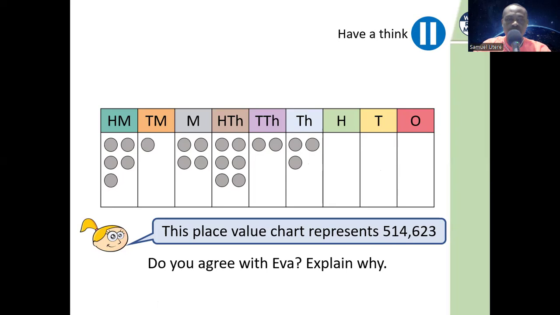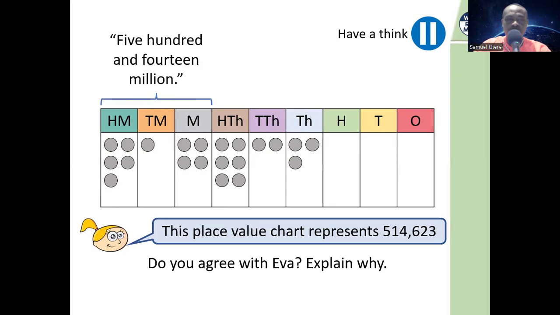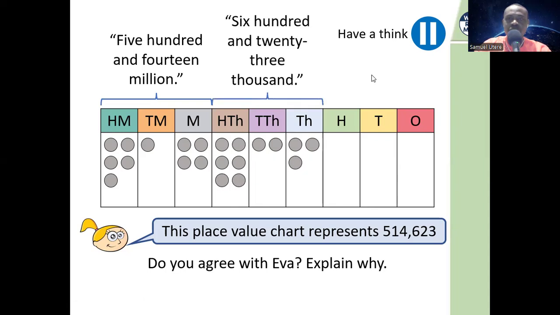We should have these, which I've already said. So if we write them out, concerned with the millions only, if we only write the millions, we have 514 million. Okay. And then this is 600 and 623,000. Okay. And then what happens next?